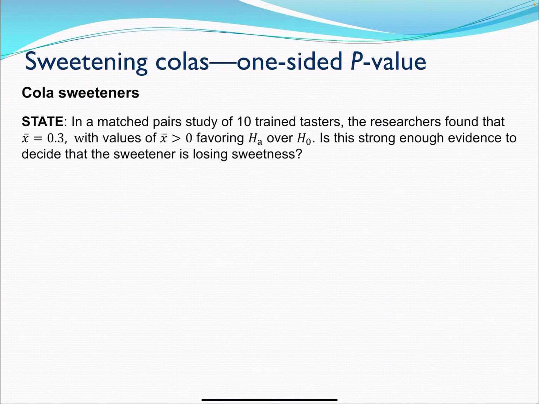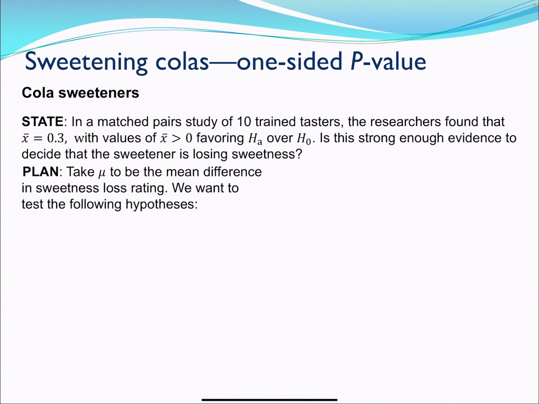So cola sweeteners. In a matched pair study we did of 10 trained testers, with this example we started in part 1 of this chapter, we found a sample mean of 0.3 with values of x bar being greater than 0, favoring our alternate hypothesis over our null hypothesis. Is this strong enough evidence to decide the sweetener is losing sweetness? So we take mu to be the mean difference in sweetness loss rating. Our null hypothesis was that our mean was 0, so there's no change in sweetness. Our alternate hypothesis, our mean was greater than 0, meaning there is a loss in sweetness.